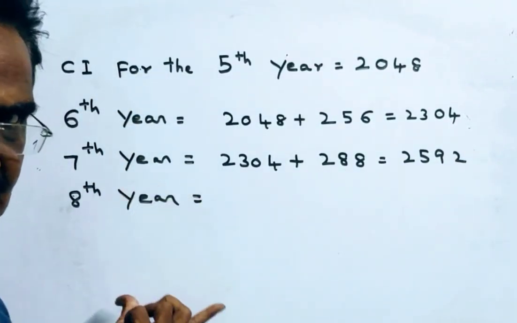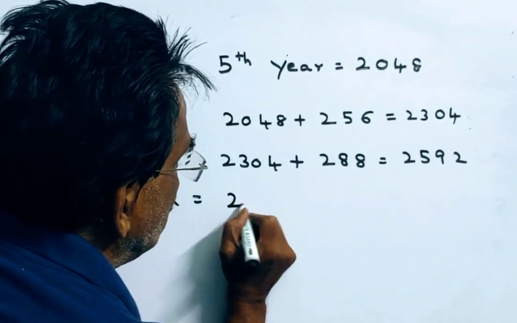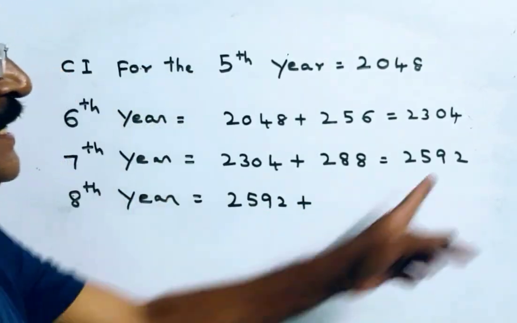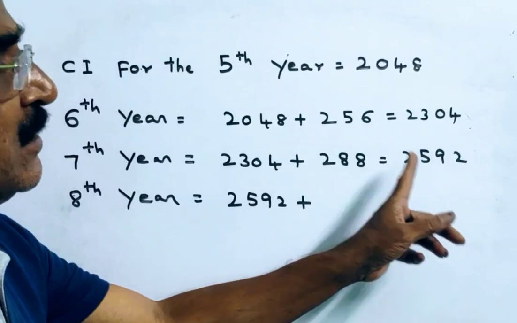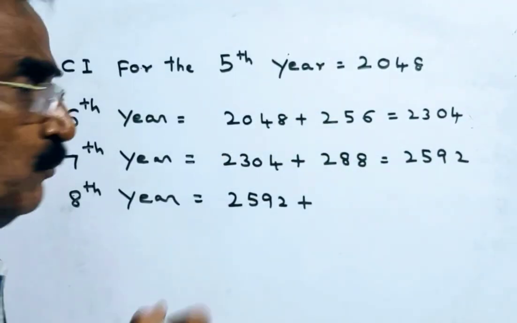Friends, the 8th year, the interest for the 8th year is the same 2592 plus interest on interest. So interest on 2592, that is 1 by 8 of 2592.